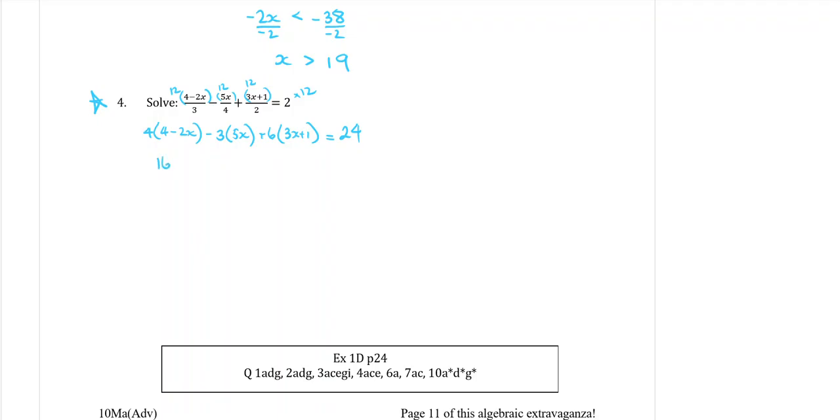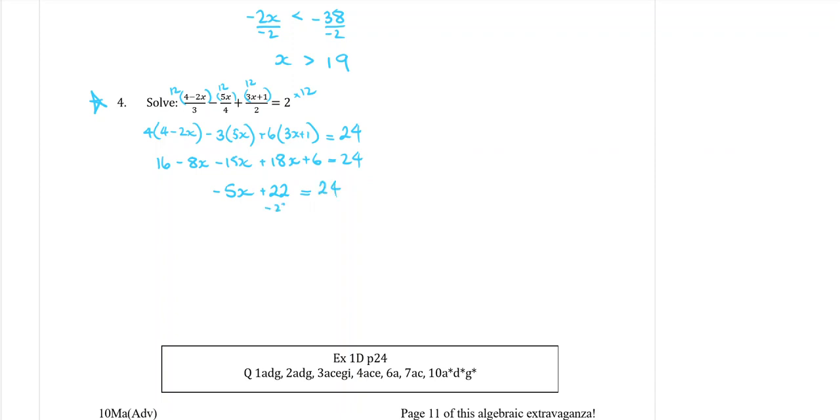4 times 4 is 16, minus 8x. 3 times 5 is minus 15x. 3 times 6 is 18x, plus 6 equals 24. Collecting like terms, we have minus 8 minus 15, so that's minus 23, plus 18 makes minus 5x. Then we also have 16 plus 6, which is a plus 22, equals 24.